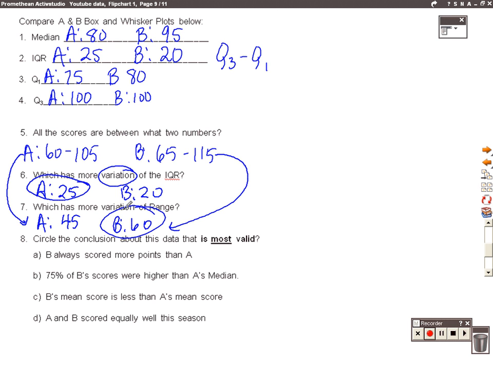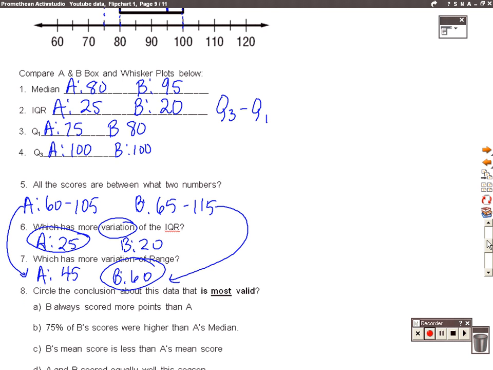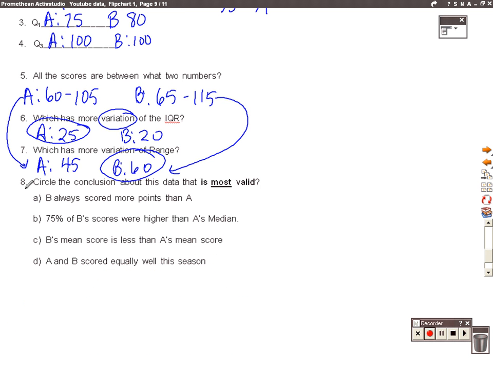Well, the first thing says B always scored more points than A. Well, if we look at the box and whisker plot, we can see that B did not always have higher scores than A. Also, the word always is a very dangerous word. It's very seldom that something in the data is always true.